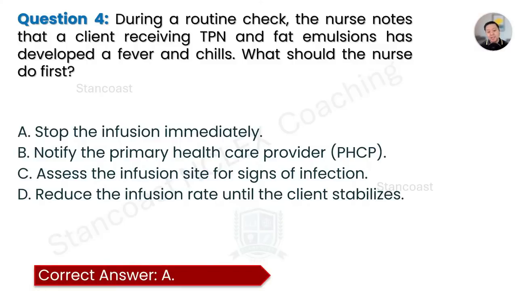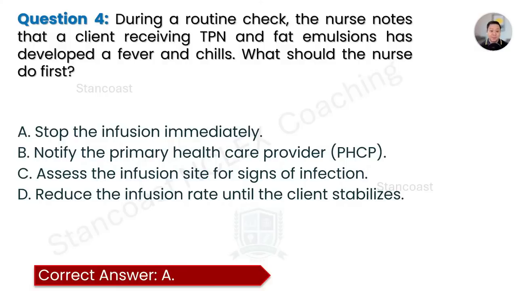When your client develops fever and chills while receiving TPN and fat emulsions, this may indicate bloodstream infection or possibly sepsis, and this is often caused by contamination of the TPN solution, or central line infection. As a priority action, you immediately stop the infusion to prevent the infusion of potentially contaminated fluids, which could worsen the client's condition.